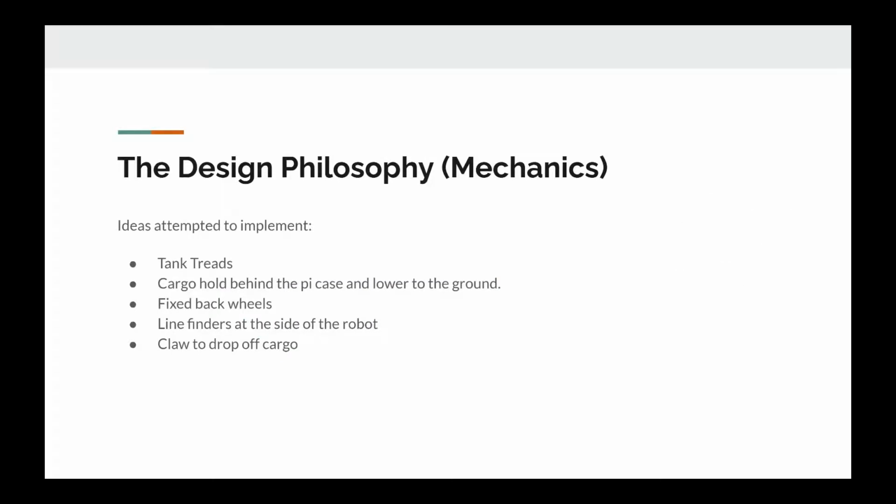Okay, so some of the ideas we wanted to implement into our robot were tank treads for wheels. We also wanted to use fixed back wheels. We also attempted to use a claw to drop off the cargo, some line finders outside of the robot, and we wanted to use a pie case.